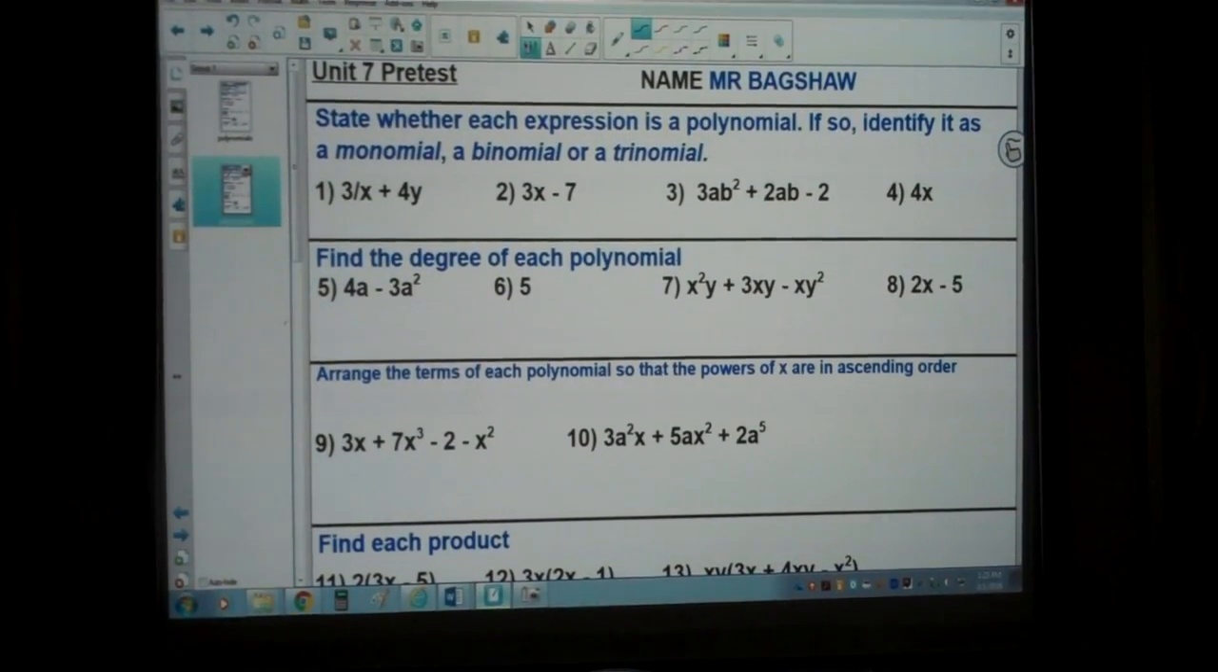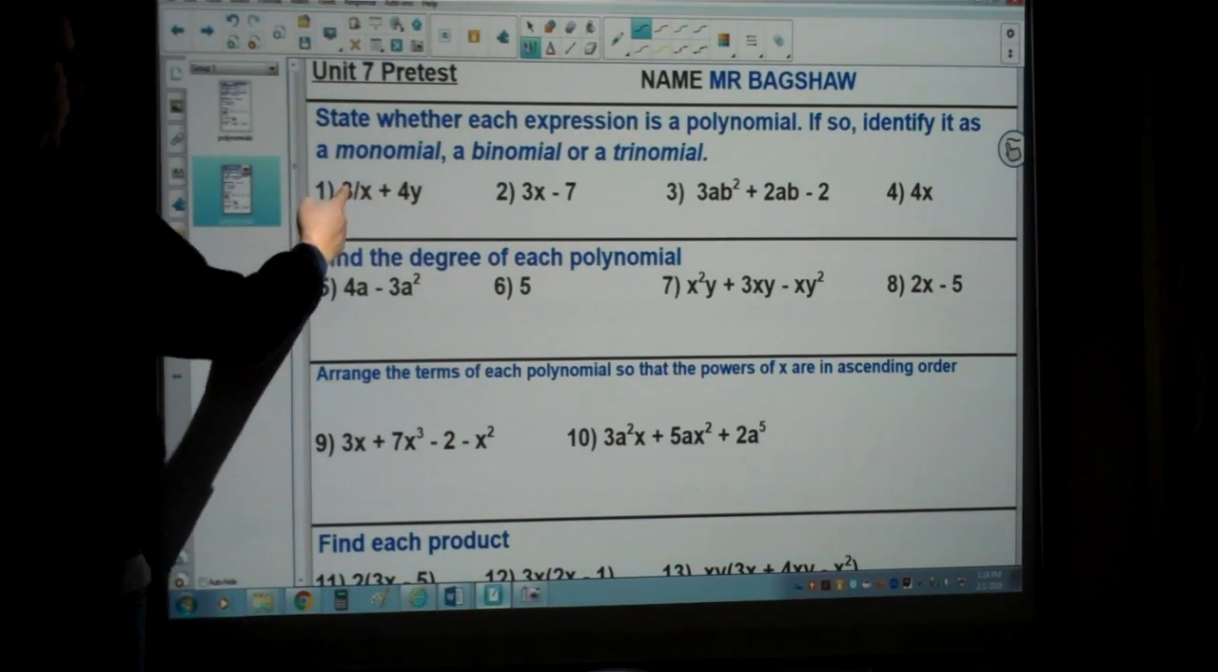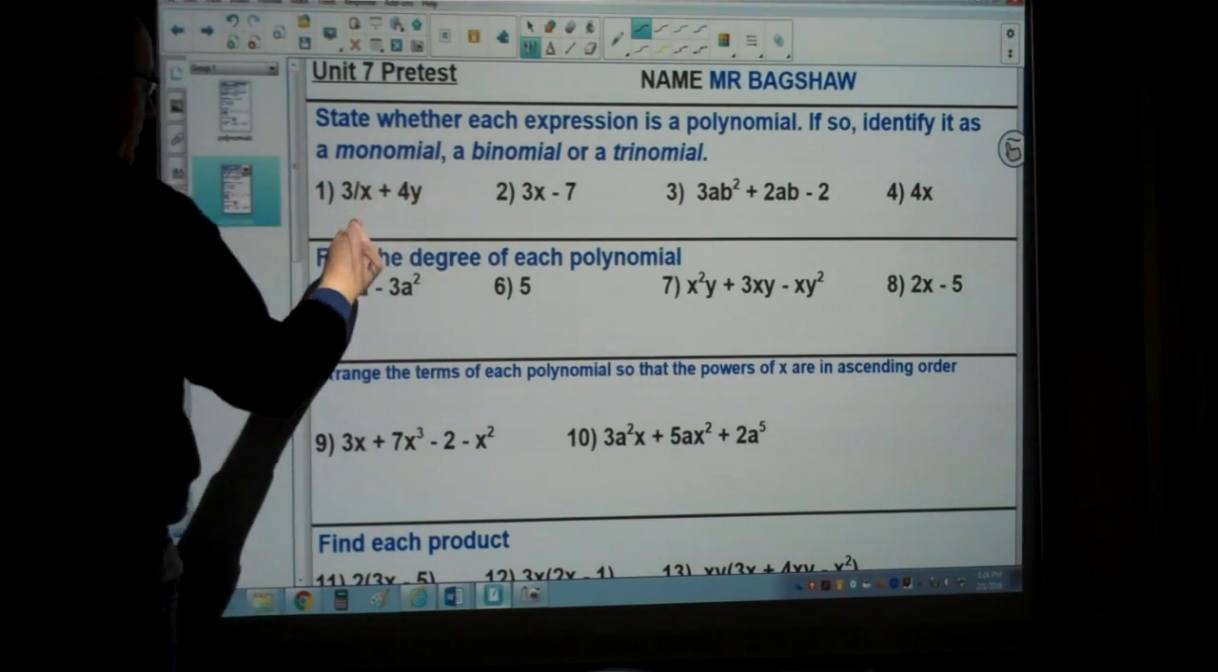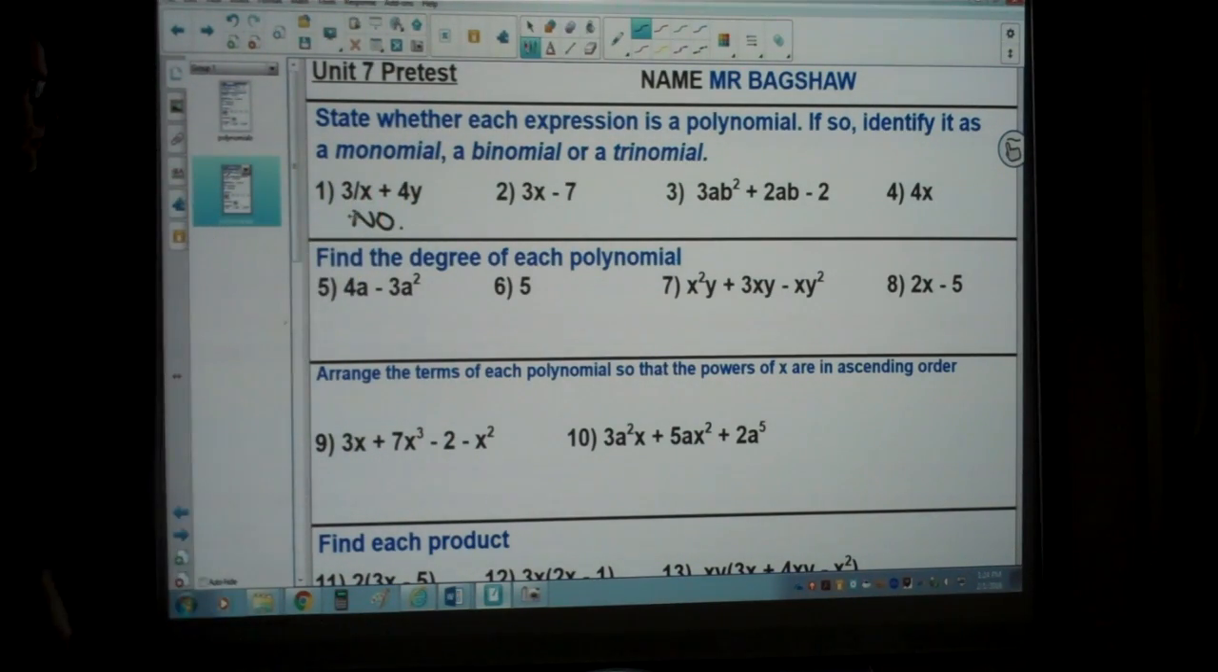So this is the pretest for Unit 7, and in the first question we have to state whether each expression is a polynomial. What we're really checking for is if something's not a polynomial, and how we find that out is if we're dividing by a particular variable. So I notice immediately on question 1 we're divided by x here, so this one would not be a polynomial.